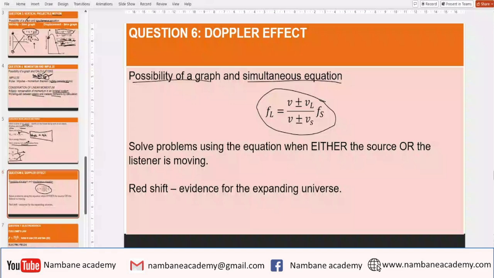Now, because of the simultaneous equations, don't think they'll be both moving. It cannot be. One of them must be stationary and then the other one should be moving. So it cannot be both of them.